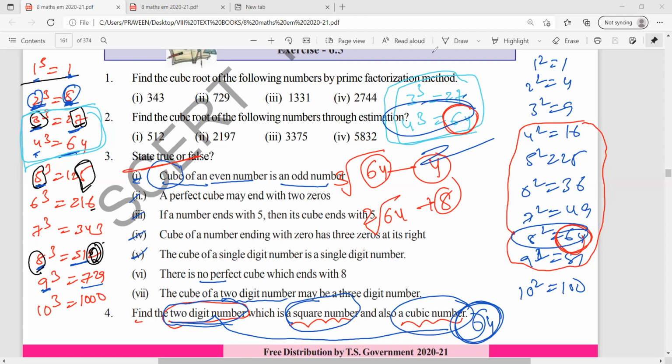So this is from my side. I think your exercise 6.5 is finished. So my dear students, cubes, cube roots, squares and square roots are clear. You need to remember cubes till 10 cubes, and squares not only till 10 squares but till 20 squares, 400. It will be useful when you are simplifying the questions.